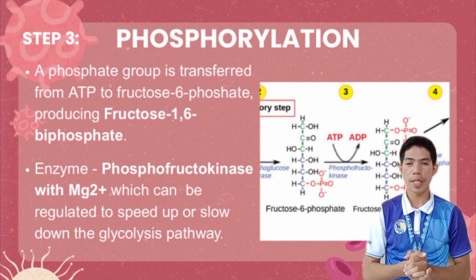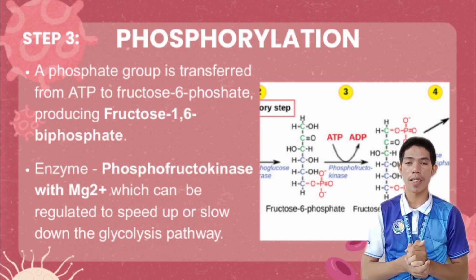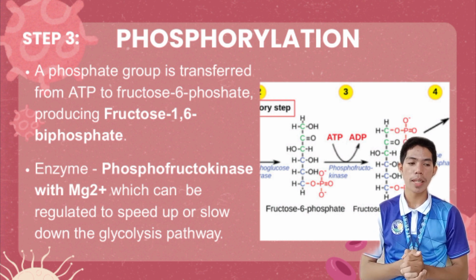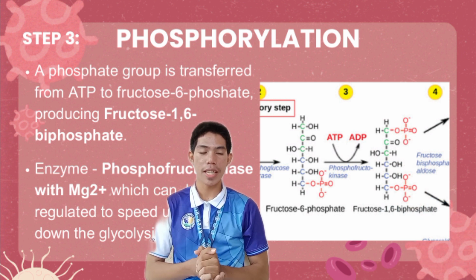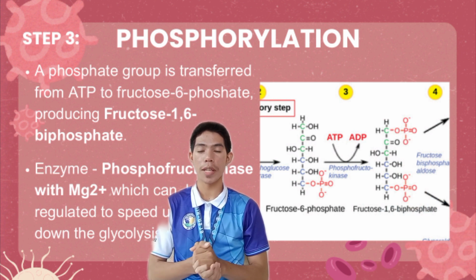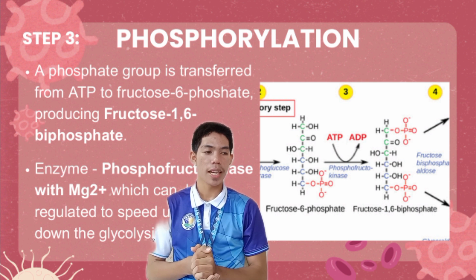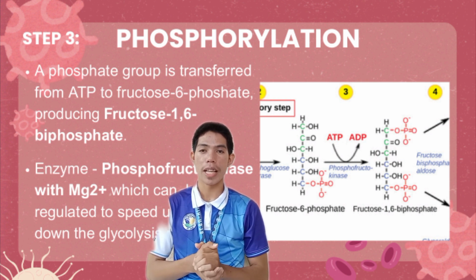So now, our responsible enzyme for step 3 of glycolysis is phosphofructokinase with the cofactor of magnesium 2 plus, which can be regulated to speed up or slow down the glycolysis pathway, as I said earlier. Now, the figure shows that fructose 6-phosphate turned into fructose 1,6-bisphosphate. And there are two phosphate groups attached now in our structure.